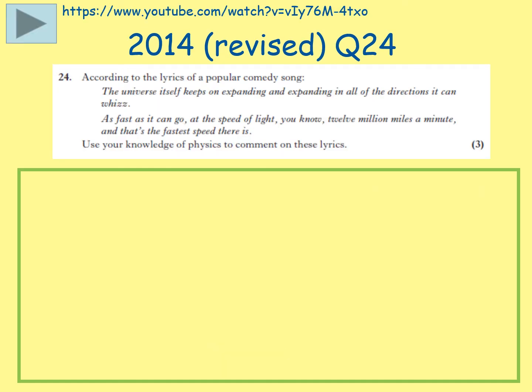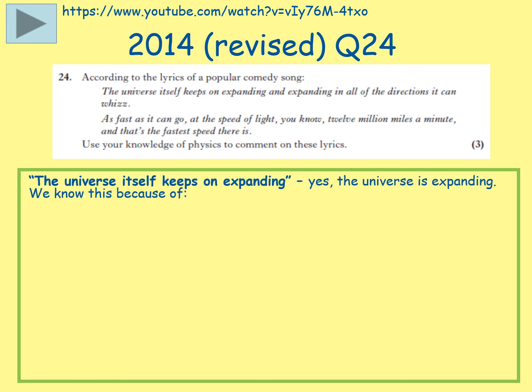According to the lyrics of a popular comedy song, the universe itself keeps on expanding and expanding in all of the directions it can whiz. As fast as it can go, at the speed of light, 12 million miles a minute, and that's the fastest speed there is. Use your knowledge of physics to comment on these lyrics. I've linked to the song above if you want to watch it, but we're going to answer this question without doing that. First, we can comment on the universe itself keeps on expanding.